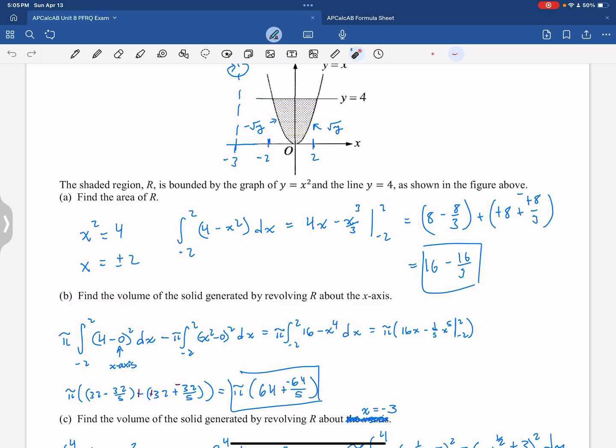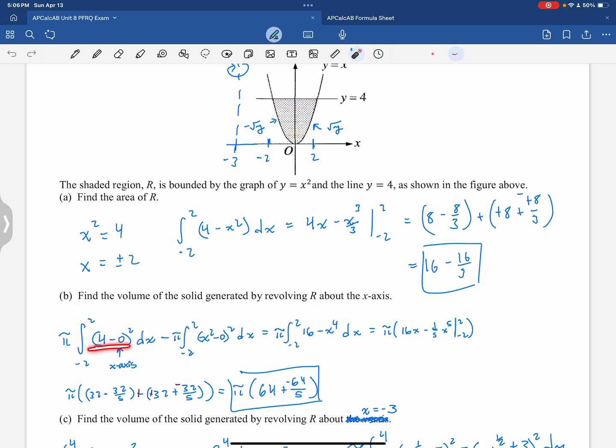Oh, look, I showed the axis right there, which is 0. So we have the volume of our top curve, and then we have the volume of our bottom curve. That's the volume of the solid that's formed when we revolve those. Here I combine the two because we have the same lower and upper bounds.